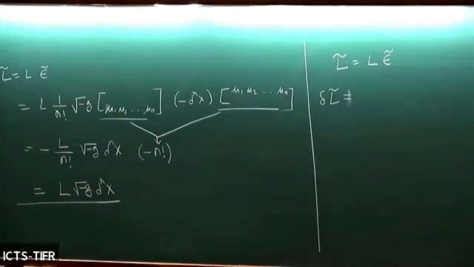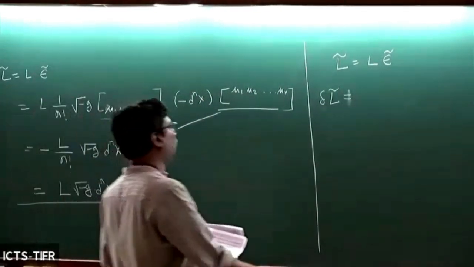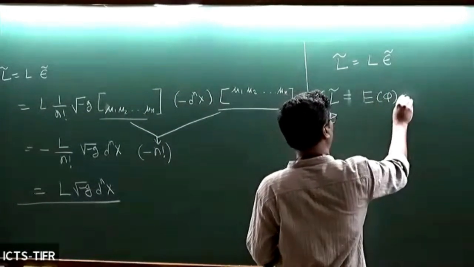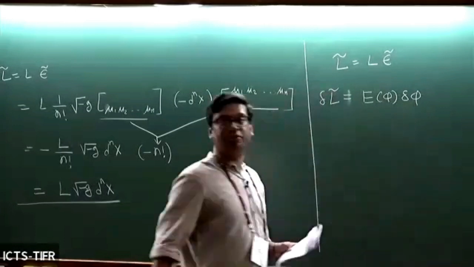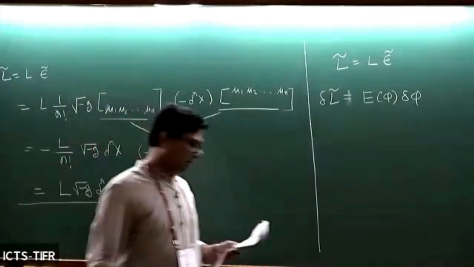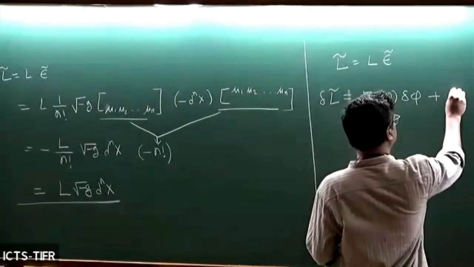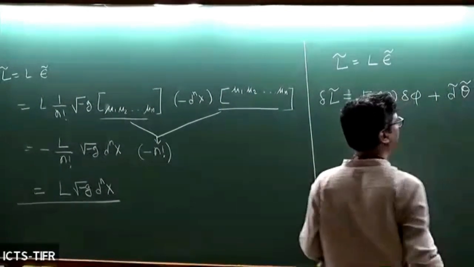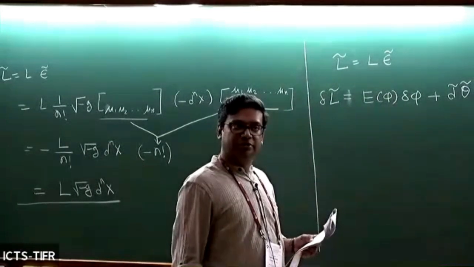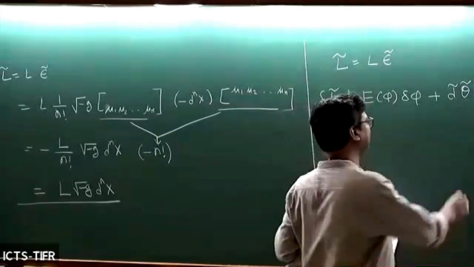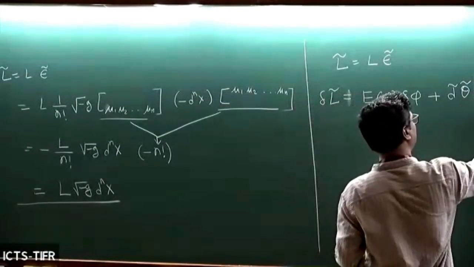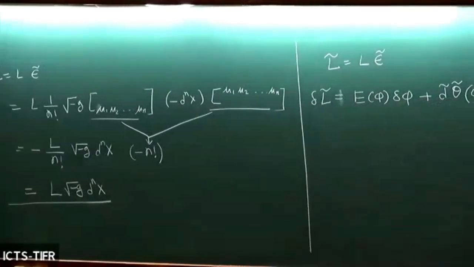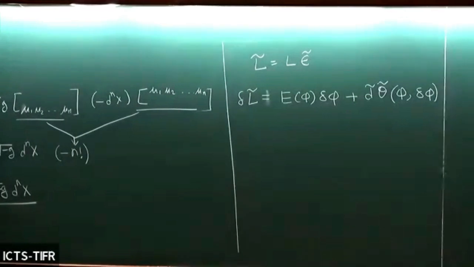Again, remember it. And then what is the general structure? You already know that the general structure is always of this form. This part will give you the equation of motion, and the other part is a surface term, which is a total derivative, theta. And what is this theta? In general, it depends on the field as well as the variation of the field. Is that part clear?